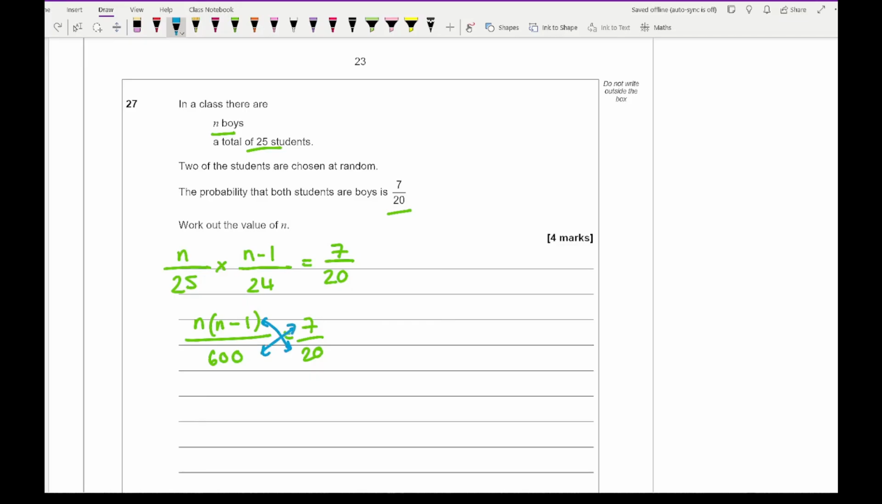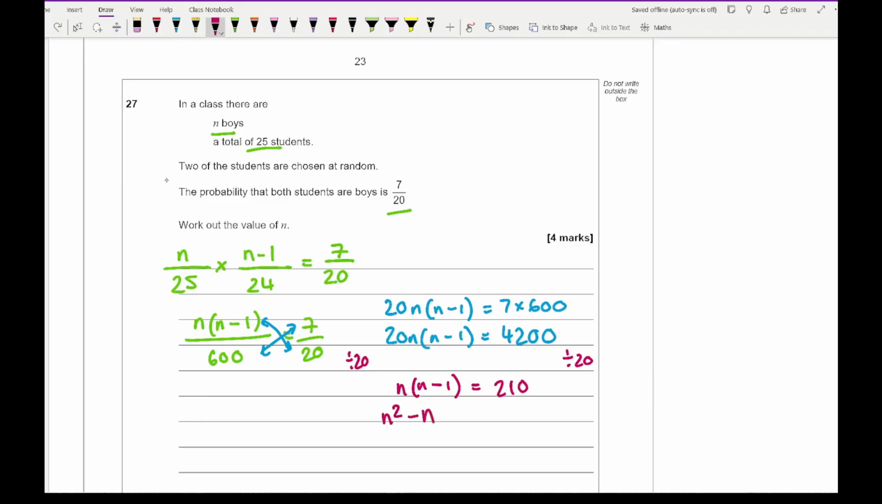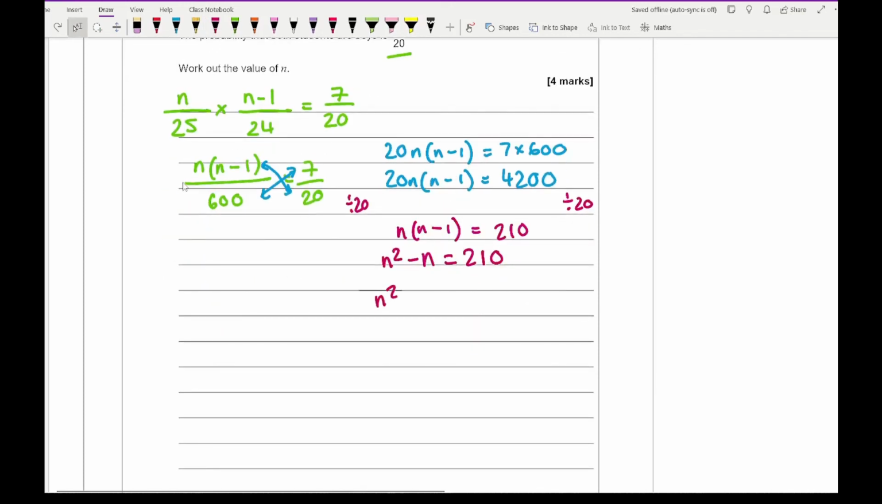we get 20n(n minus 1) equals 7 times 600, and that then becomes, if I just neaten the left hand side, 4,200. I can divide both sides by 20 just to make the numbers smaller, so I get n(n minus 1) equals 210. Then expanding the brackets out, I get n squared minus n equals 210. This now starts to look like a quadratic. So I've got n squared minus n minus 210 equals 0.